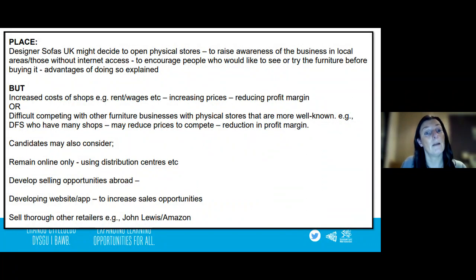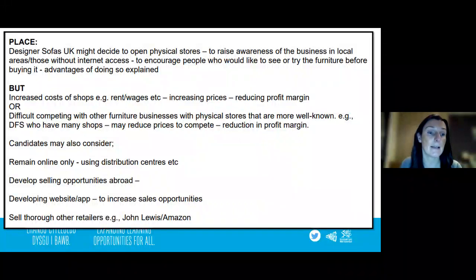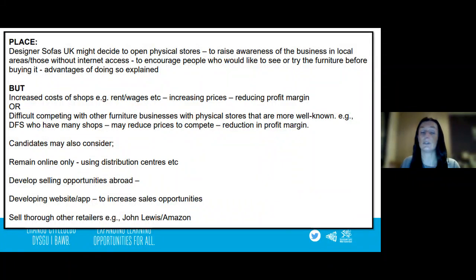But we have a flip side on this. So it's going to increase costs, rent, wages. It's difficult competing with other furniture businesses with physical stores as they're more well known. So like DFS, SCS, you could talk about those.